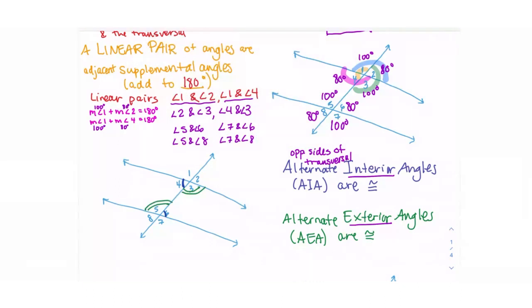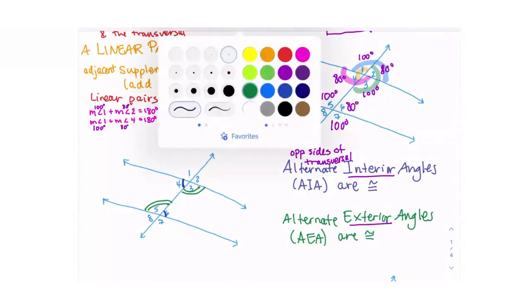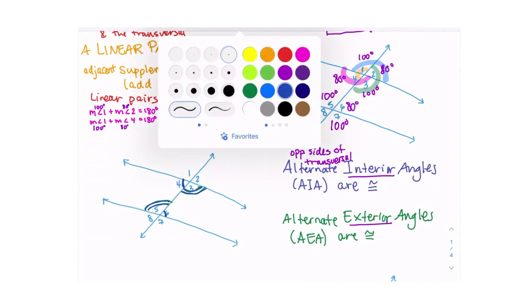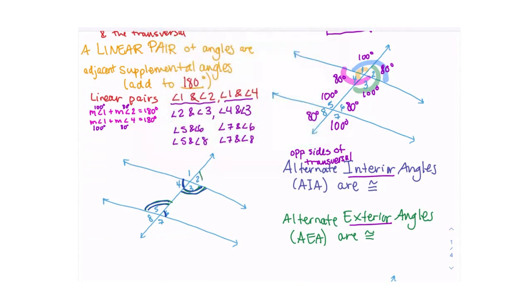Oh, I should have just left the same color as the exterior ones, which I said was green. Those are the same. Or if we had alternate exterior, it's the same idea. So 2 would be an alternate exterior angle to which angle? Nice job, Emily. Yeah, 8. And then 1 would be alternate exterior to angle 7.